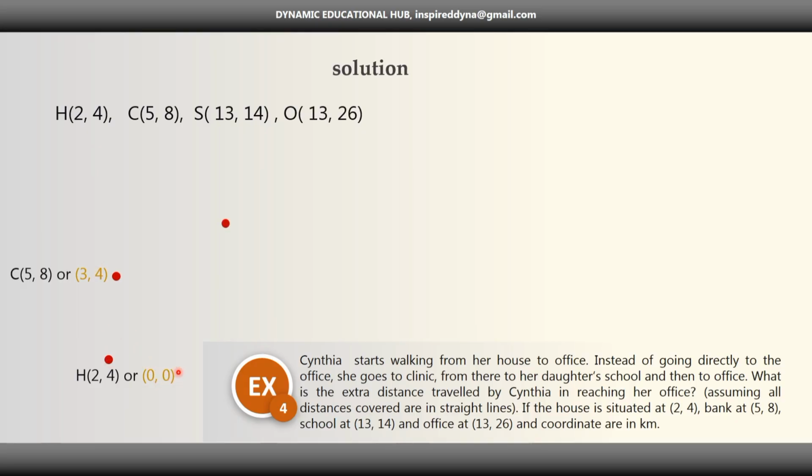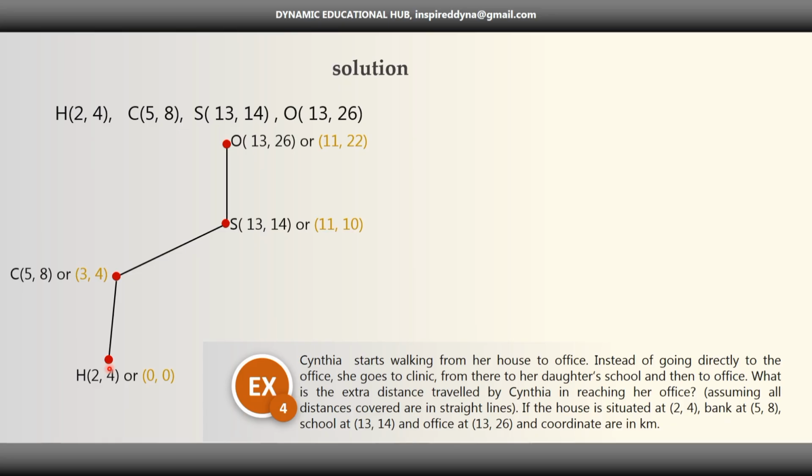And the next point is the school 13,14, and it's still the same thing as 11,10. I've explained, you just subtract like this. And the next one is the office, which is 13,26 or 11,22. Now these are the places. She started moving from house to clinic, then clinic to school, then school to the office. This is the distance covered by Cynthia.